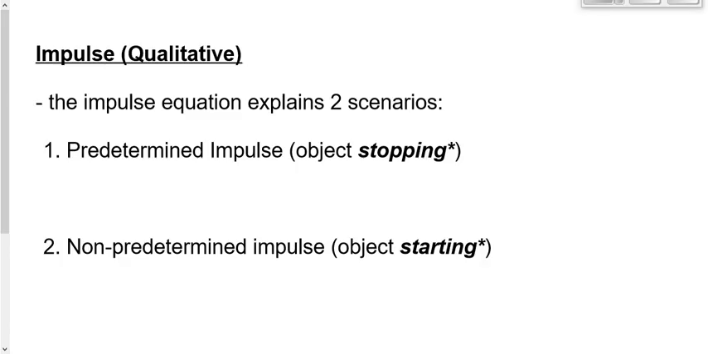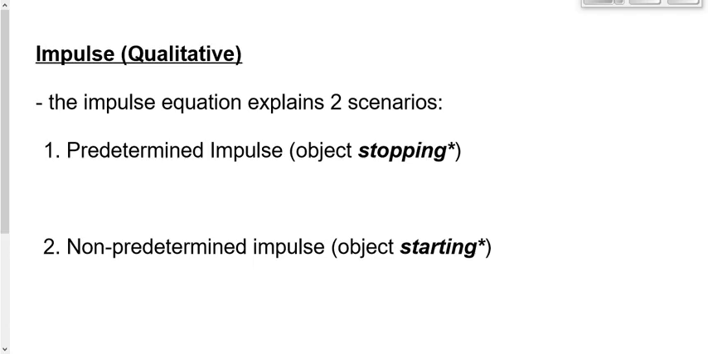We spent the last day and a half now talking mathematically about impulse. Today I want to talk a little bit about a more conceptual aspect of impulse. What exactly does impulse explain for us? Like, where exactly do we, besides a mathematical approach, apply impulse in the real world?